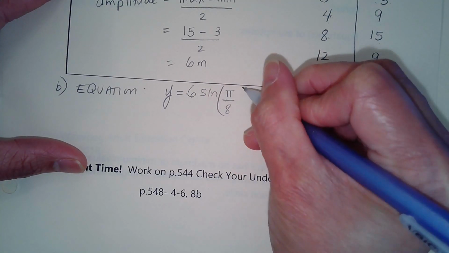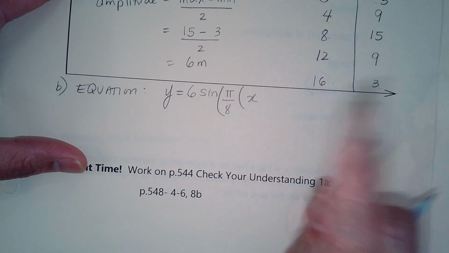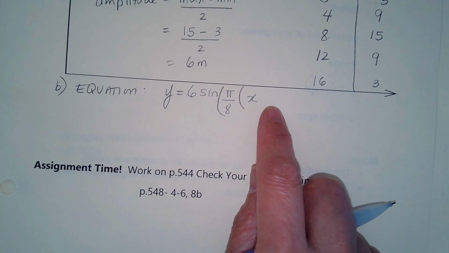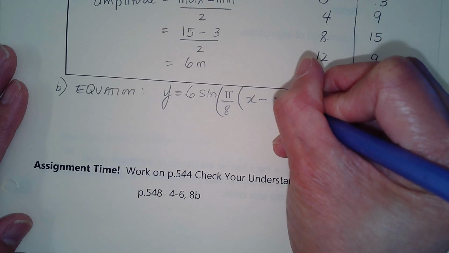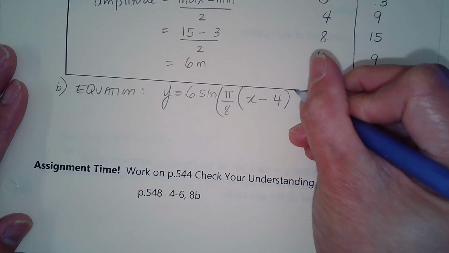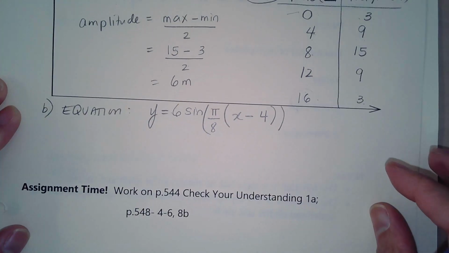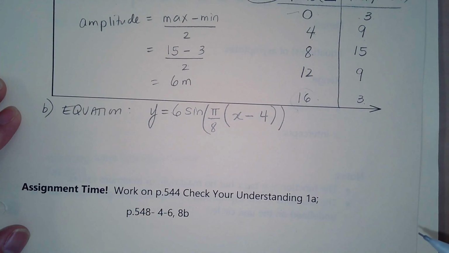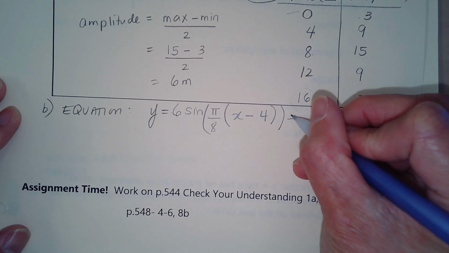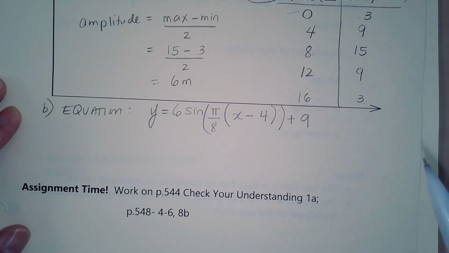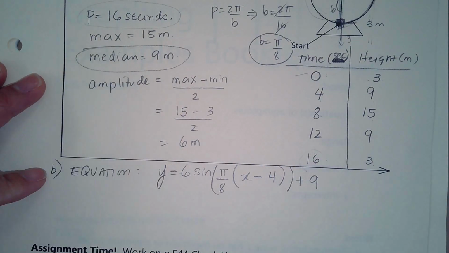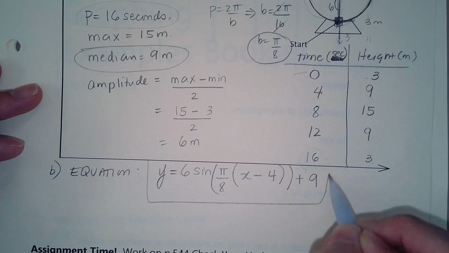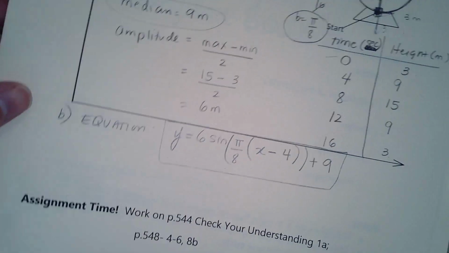Okay, I'm going to put brackets, x. Now our horizontal shift. We said it shifted to the right 4, so it's minus positive 4. Close that bracket again. And what's the D? The D is the median, which is the 9. Right. It's the 9, the median. There you go. So that's the B part.